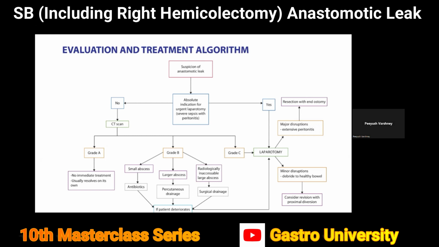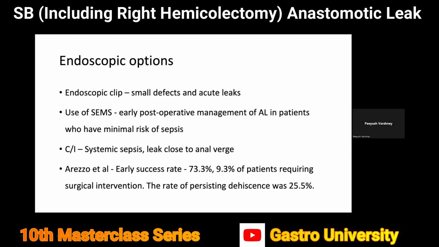Grade A can be managed conservatively. Grade B, if there is only a small abscess, can be dealt with antibiotics. Larger abscesses may require percutaneous drainage, and larger abscesses that are radiologically inaccessible may require surgical drainage. And in this algorithm, if a patient deteriorates or develops signs of peritonitis, laparotomy is the only option, and to create a fecal diversion.